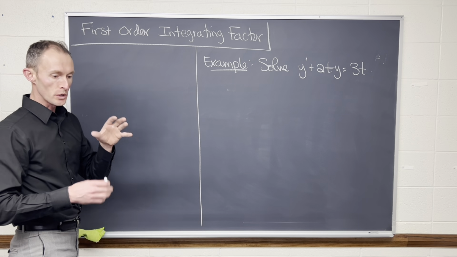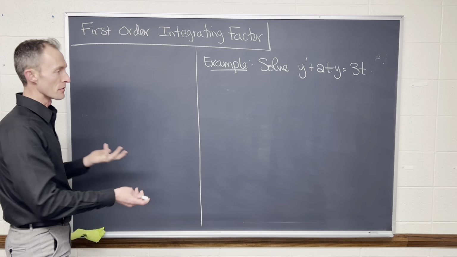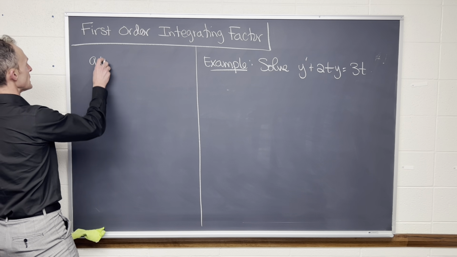Remember that a first order linear ODE looks something of the form a1 of t y prime plus a0 of t y is equal to some function of t, where a1 is not equal to 0. If a1 were equal to 0, then my derivative vanishes and I no longer have a differential equation. So I have something like that.